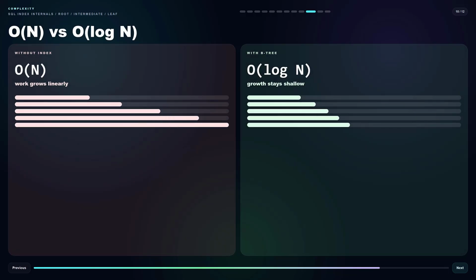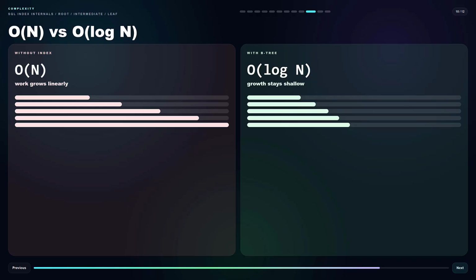Now let's understand the real power of B-trees. Without indexes, searching is often O(n), meaning more rows means proportionally more work. But with B-trees, search complexity becomes O(log n). That means growth becomes logarithmic instead of linear. Even for millions of rows, SQL Server may need only a small number of navigation steps.